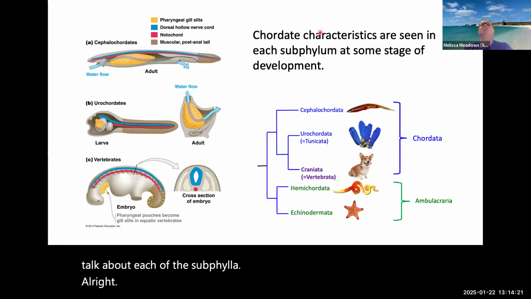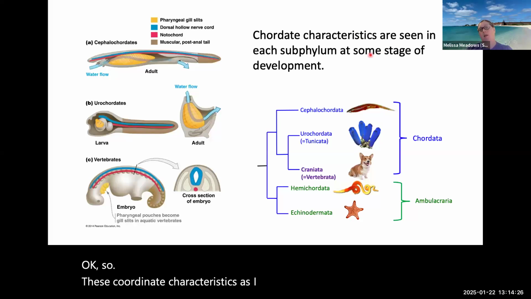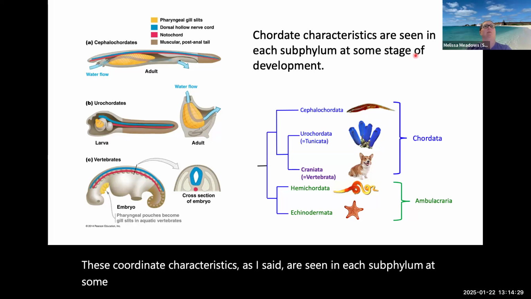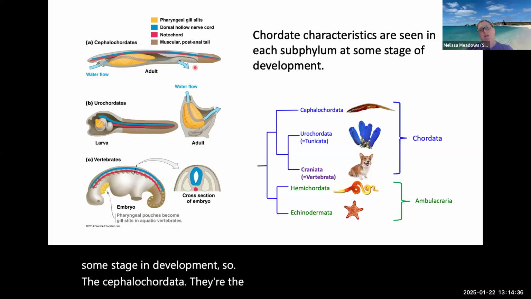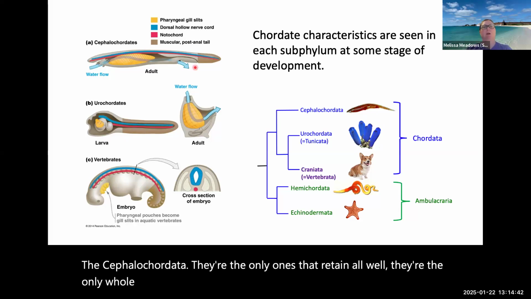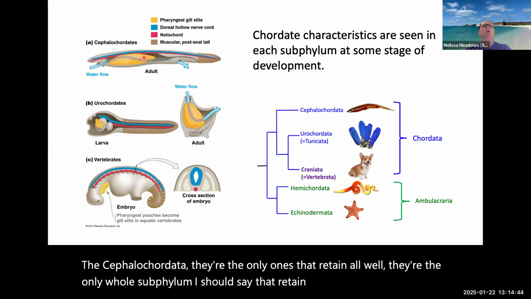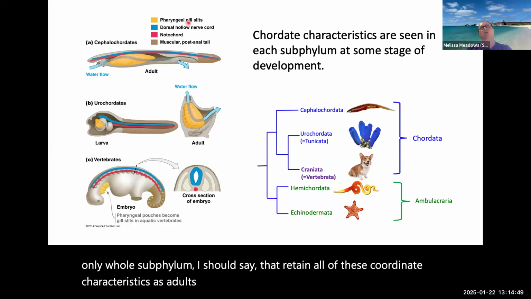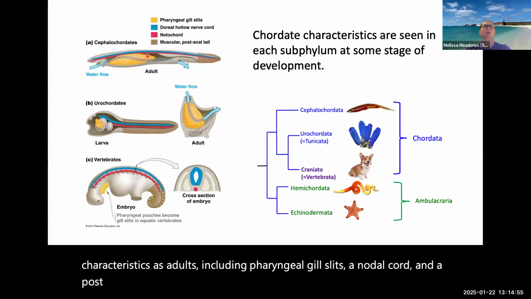Okay, so these chordate characteristics, as I said, are seen in each subphylum at some stage in development. So the cephalochordata, they're the only whole subphylum, I should say, that retain all of these chordate characteristics as adults, including pharyngeal gill slits, a notochord, and a postanal tail. All cephalochordates do have all of those as adults.